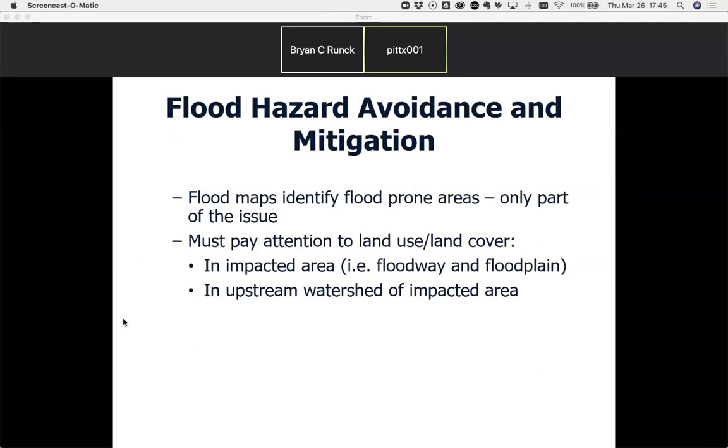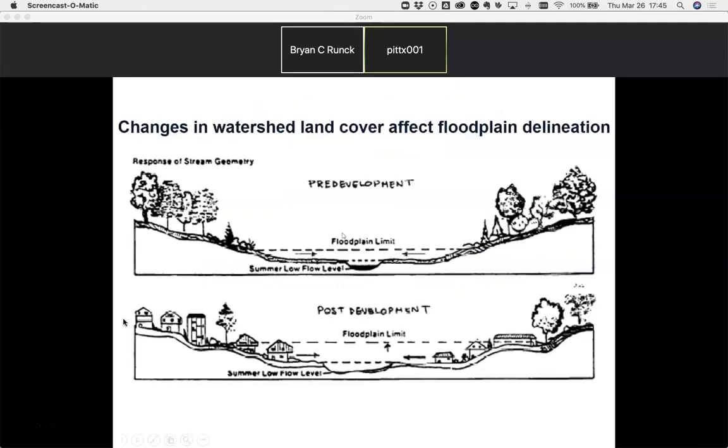Flood maps identify flood-prone areas, but that's only part of the issue. We must also pay attention to land use and land cover in the impacted areas, the floodway and the floodplain, but also in upstream watershed of the impacted area. That's the concept of this diagram that shows what happens when there is no development in the watershed versus when there is development in the watershed, and how that affects the base flood elevation.